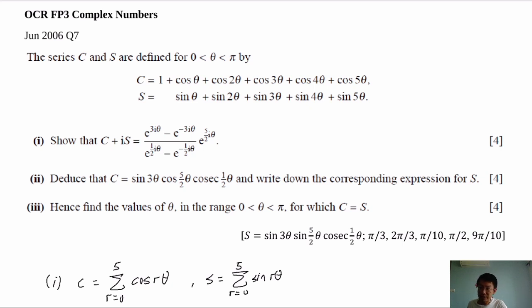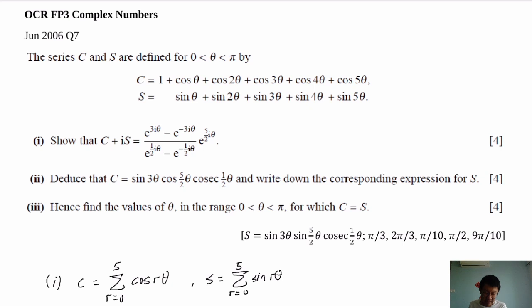For this one, we first have to look at the terms inside C and S. For C, it would be 1 plus cos theta and cos 2 theta and so on. So we know it is going to be the sum of the cos of the multiples of theta. From there, C equals the sum of cos r theta, where r goes from 0 to 5, because when r equals 0, we have cos 0, which gives us a 1. This is why we have this 1 here.